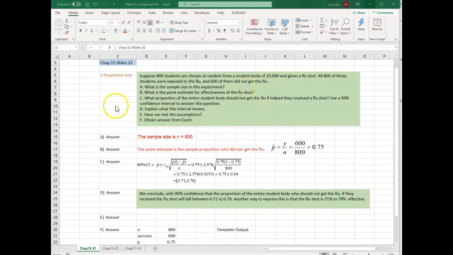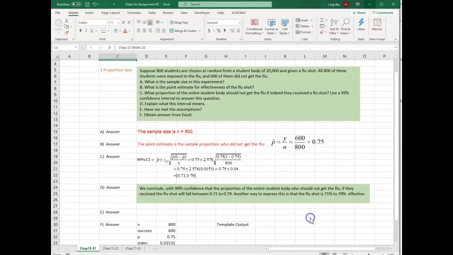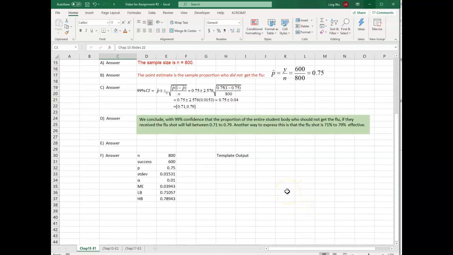So the question asks what the sample size is. In this case it's 800, and for the point estimate, we know 600 out of these 800 did not get the flu. Then the question asks for a 99% confidence interval. This is from the notes, and we already have the result. In this video we just go through quickly, so I don't cover each question. Then we go to the Excel calculation of the confidence interval.